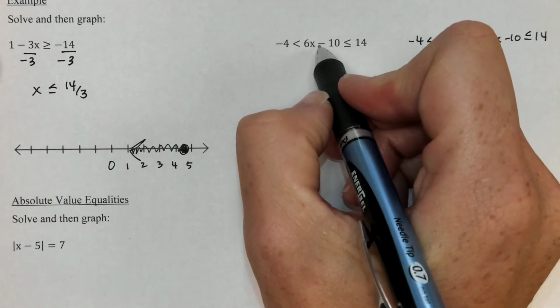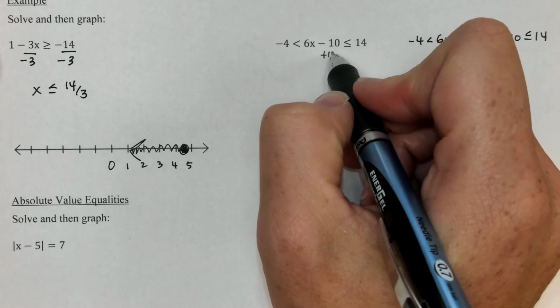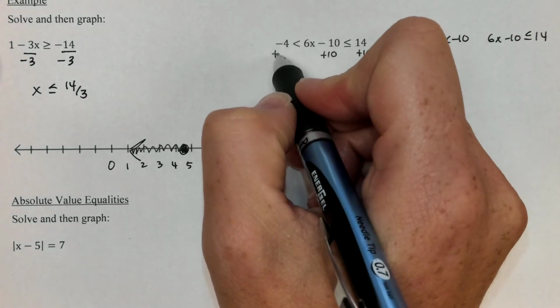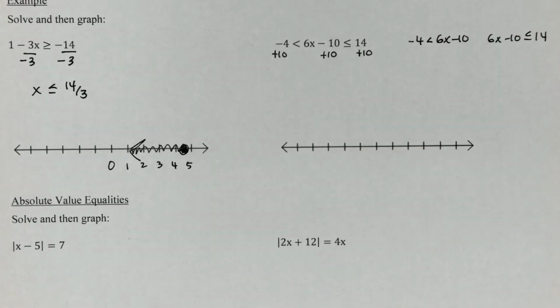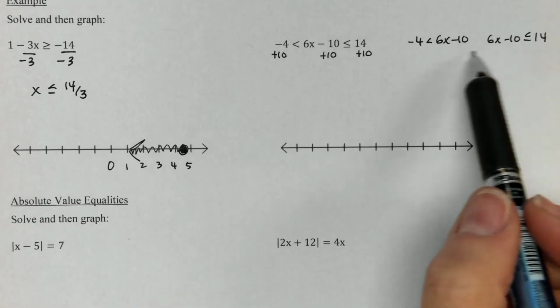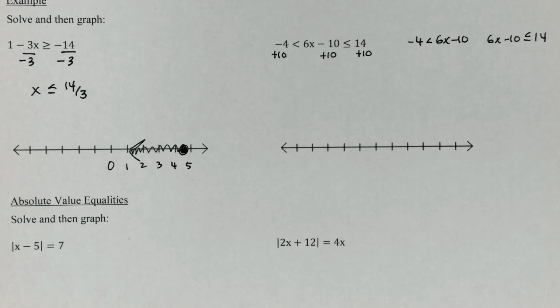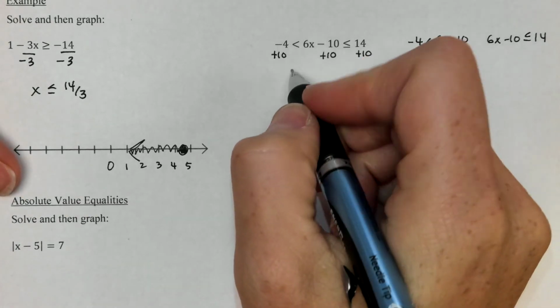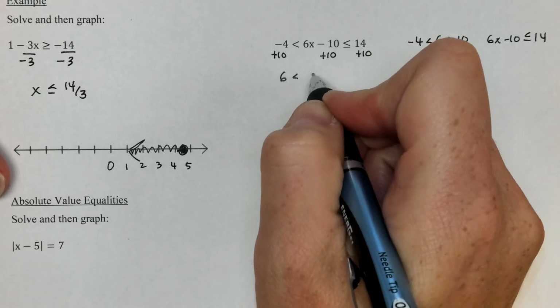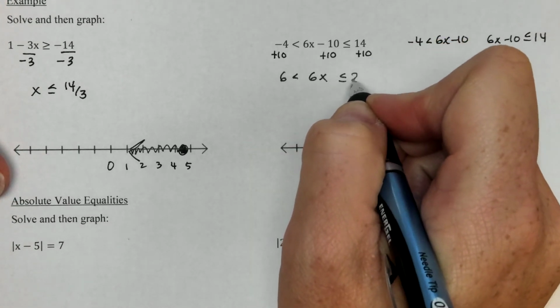So what I would have to do initially in order to solve for x is to add 10. I just need to add 10 to both ends. I can't just do it in one spot. Like I said, you could go over here and solve both of these independently and then graph them. I'm just going to do it in one shot instead of separating them apart. So over here I'll get 6 is less than 6x, and this will be 24.